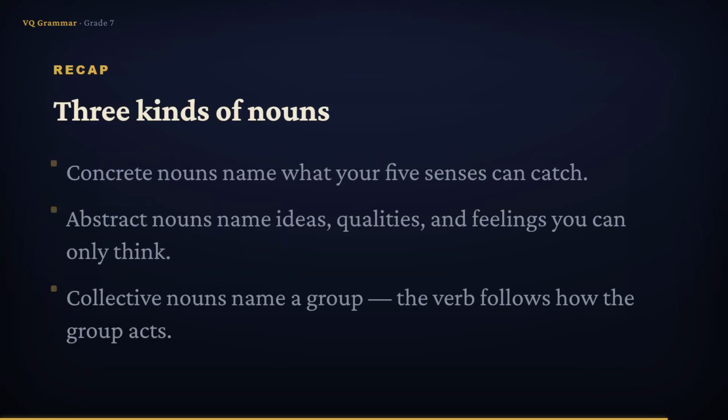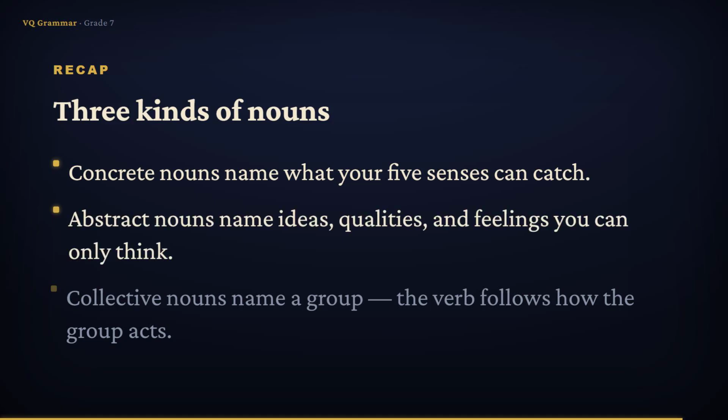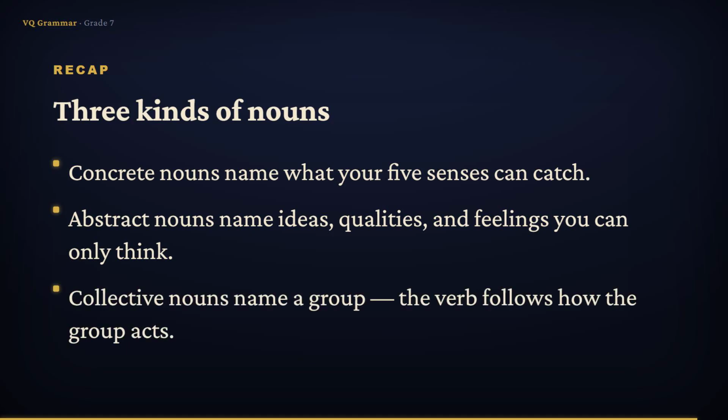Let's gather up what we learned. Nouns come in 3 families. Concrete nouns name whatever your 5 senses can catch, like thunder or a violin. Abstract nouns name ideas, qualities, and feelings you can only think about, like freedom or patience. And collective nouns give one name to a whole group, like a swarm or an orchestra. Remember the bonus rule for collective nouns? When the group acts as one, use a singular verb. And when the members act on their own, use a plural verb.